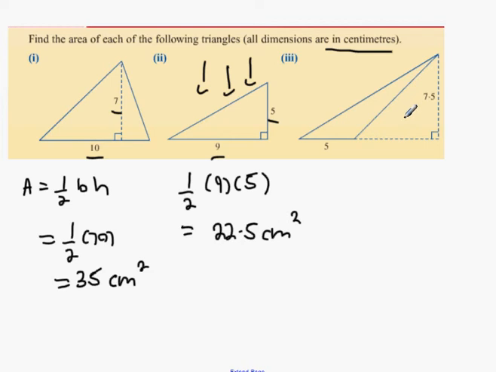What about the next one? 5 times 7.5, anybody? It's a half base by height. So, 18.75 centimeters squared. So you can see, easy marks there if you knew the half base by height formula. Okay?